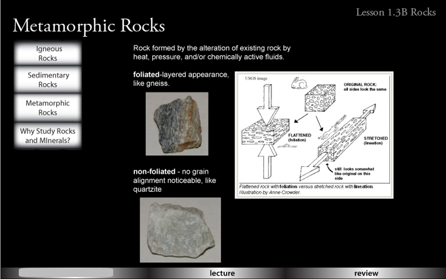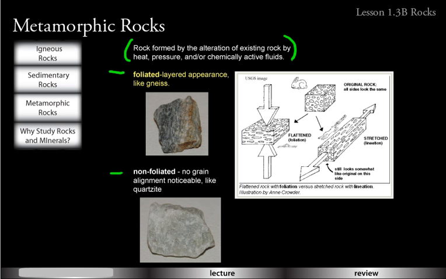Well, let's look at metamorphic rocks now, the third main type of rock. Those are rocks that are formed by the alteration of existing rock by heat, pressure, and/or chemically active fluids. And so we have some that are called foliated, others called non-foliated. Those are the two main groups of metamorphic rocks.